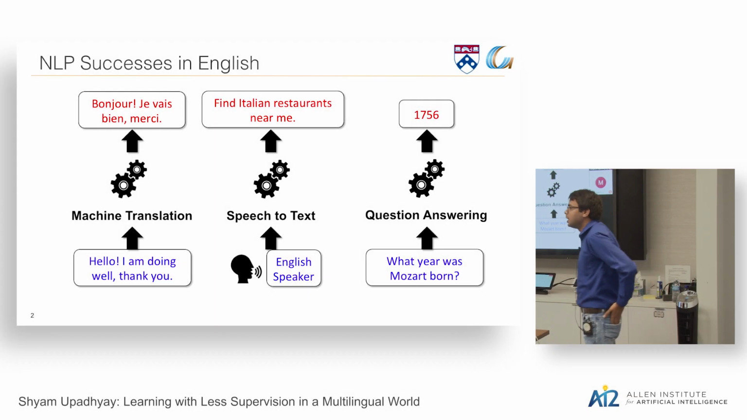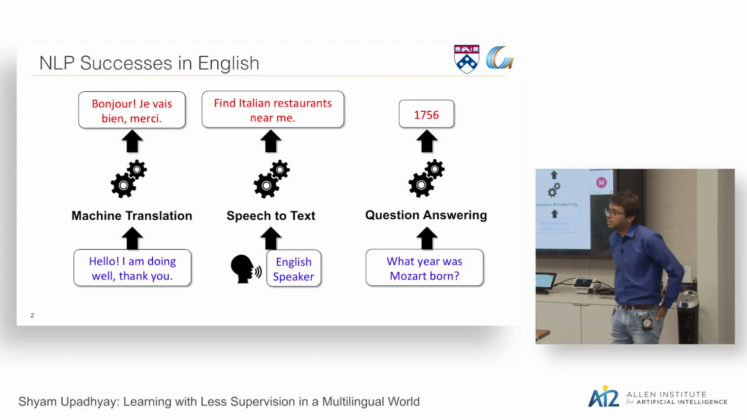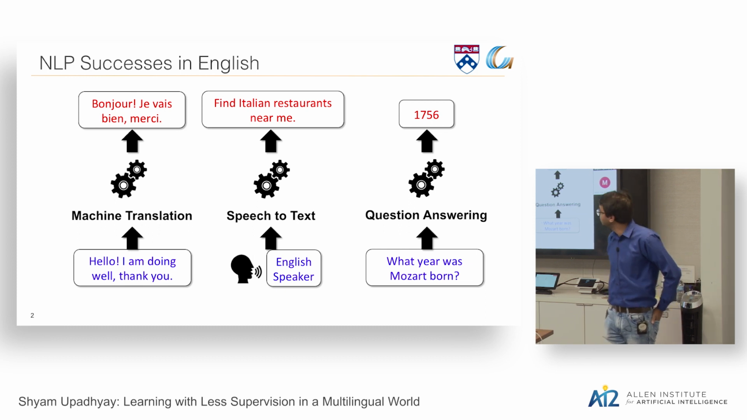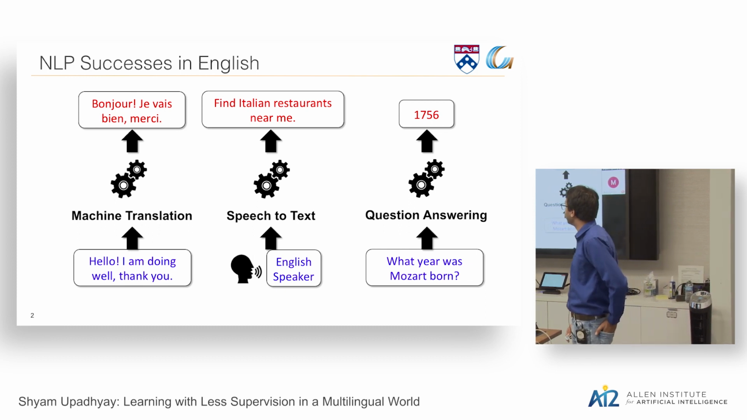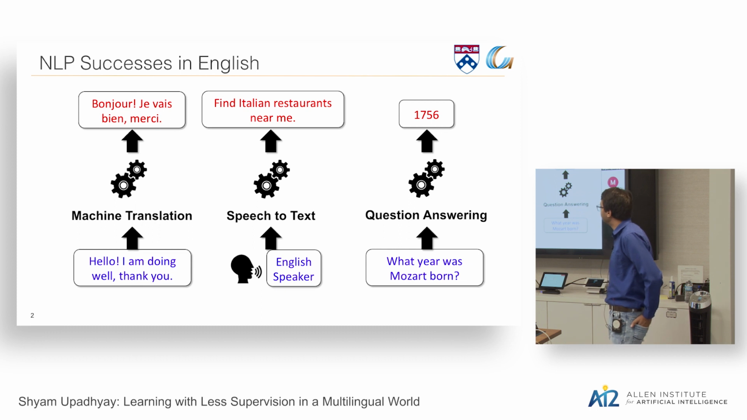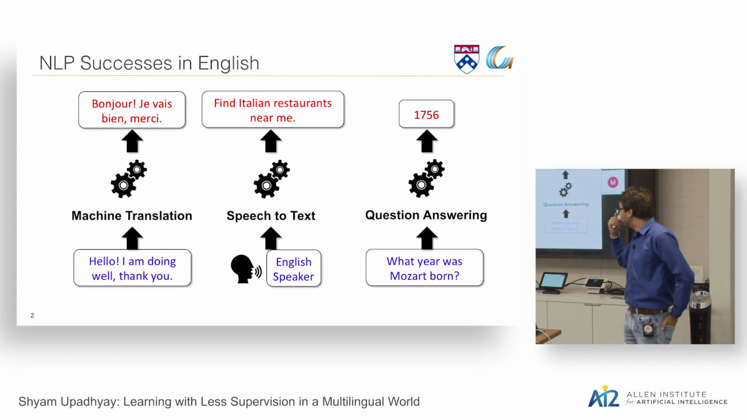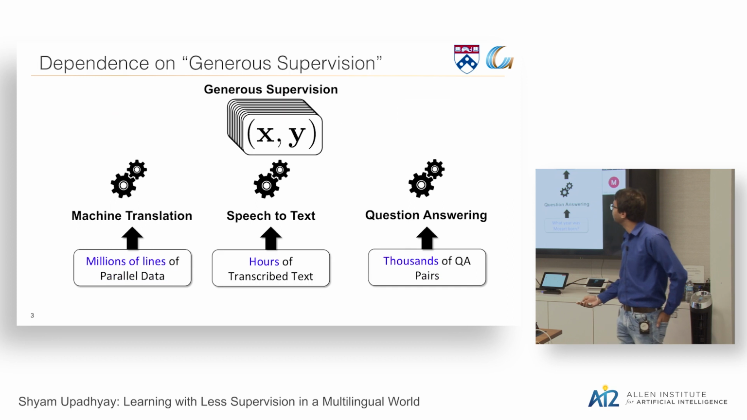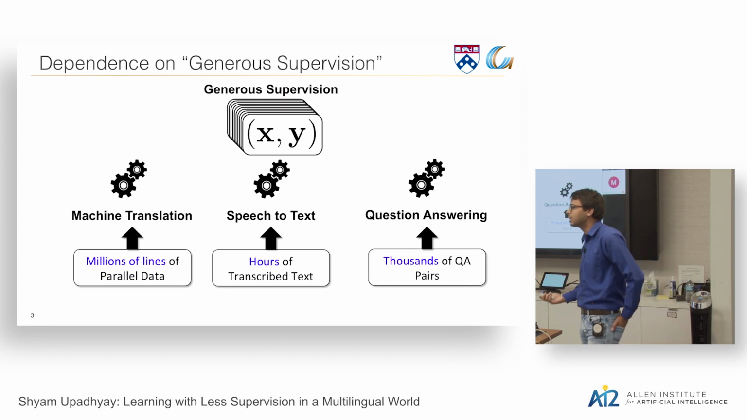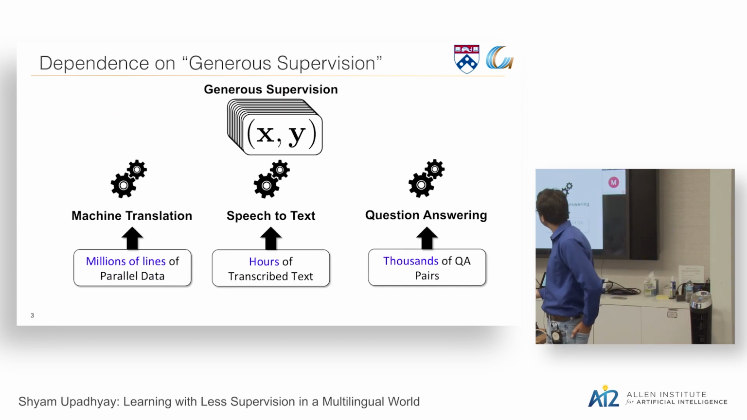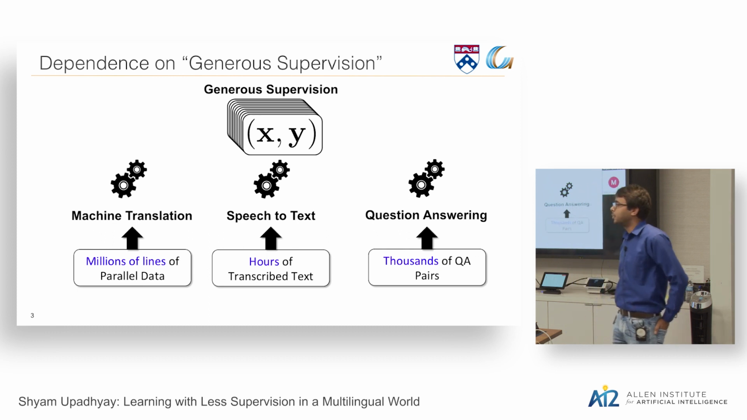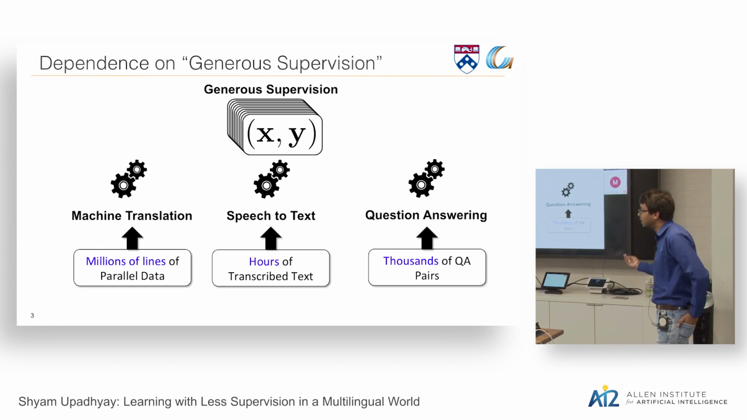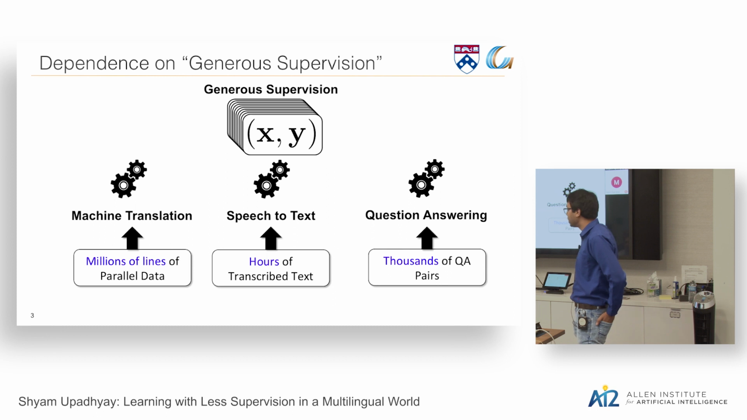So we are all familiar with some successful applications of natural language processing in English. For instance, we can now generate high-quality translations in French, or transcribe speech signals in English to text, or answer factual questions. And all these successful applications have been possible because we had a generous amount of supervision available for these tasks, either in the form of millions of lines of parallel data, or hours of transcribed text, or thousands of question-answer pairs.